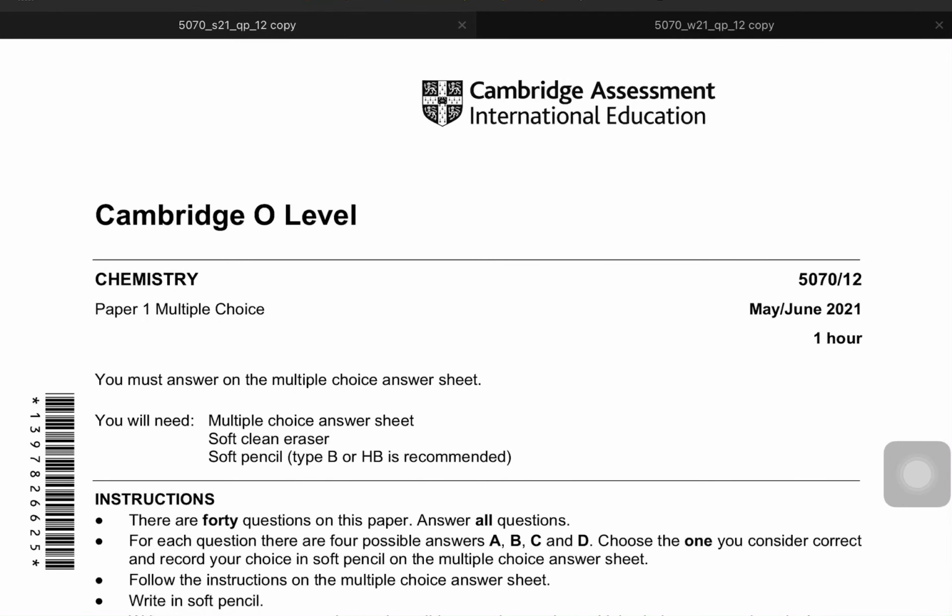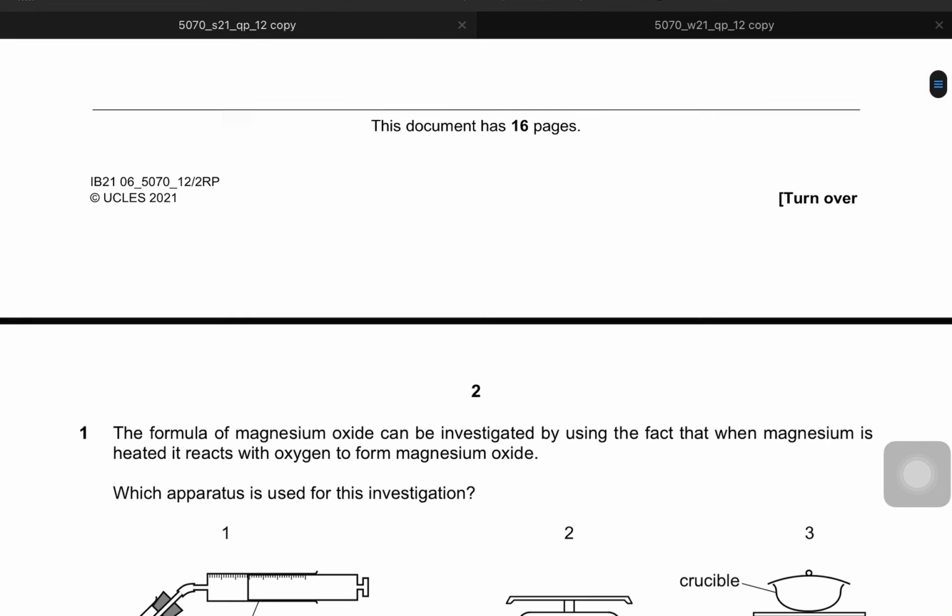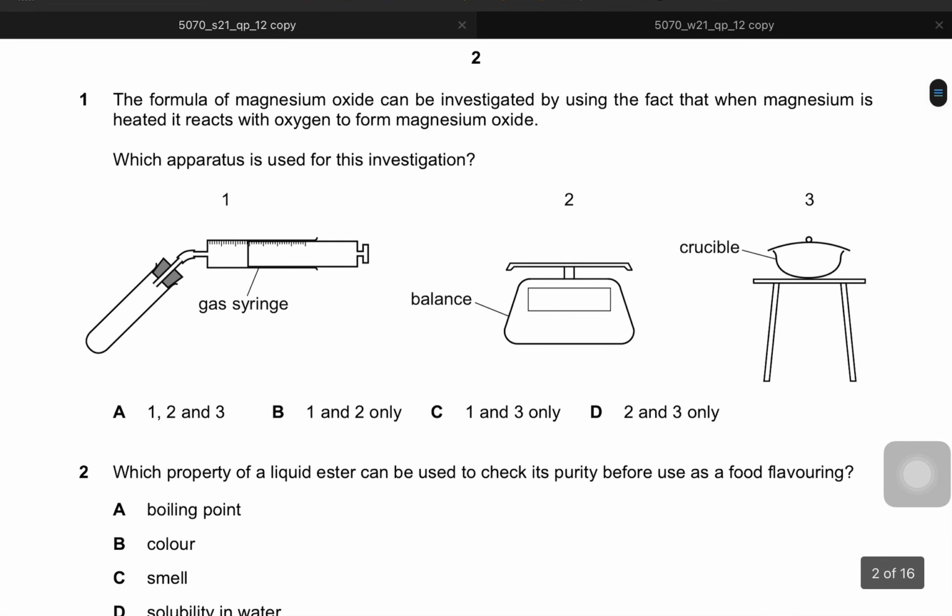Let's continue this paper, which is 2021 May, June, variant 2. I got to know that this paper was found tricky by a lot of people, and let's try it out. Let's see how we can understand these questions. So let's go for question 1, which is apparently from experimental chemistry.